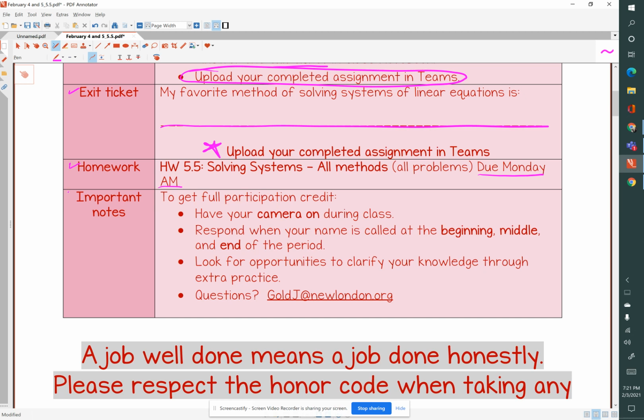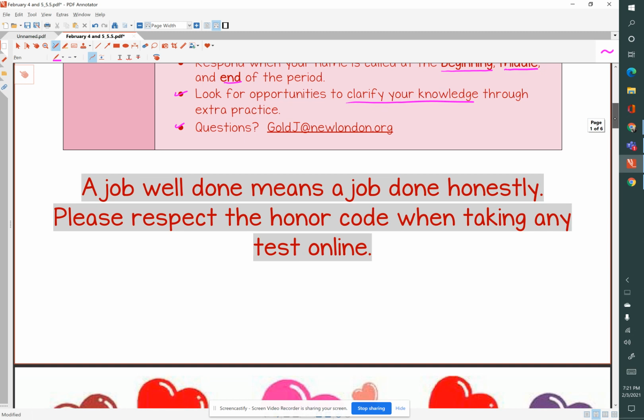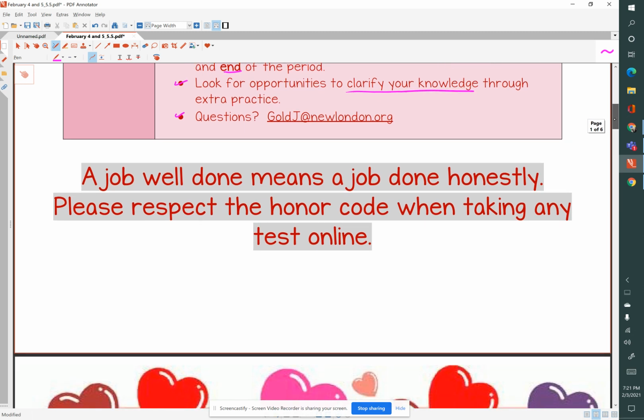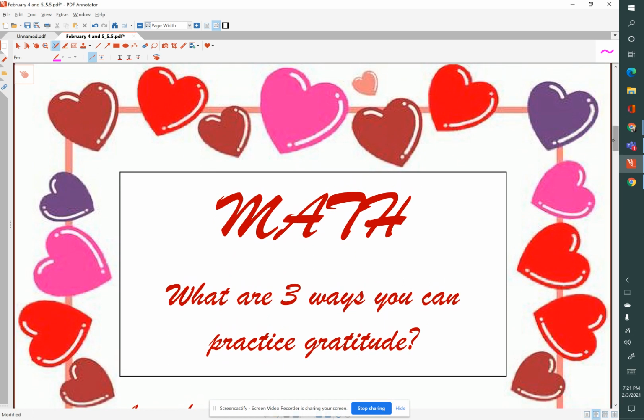So let's remember, to get full participation credit, your camera is on. You respond when your name is called at the beginning, middle, or end of the period. And always look for opportunities to clarify your knowledge through extra practice. If you have any questions, please write to me. So, a little reminder that a job well done means a job done honestly. Please respect the honor code when taking any tests online, whether that's a math test in Teams or the MAP test that you're taking this week.